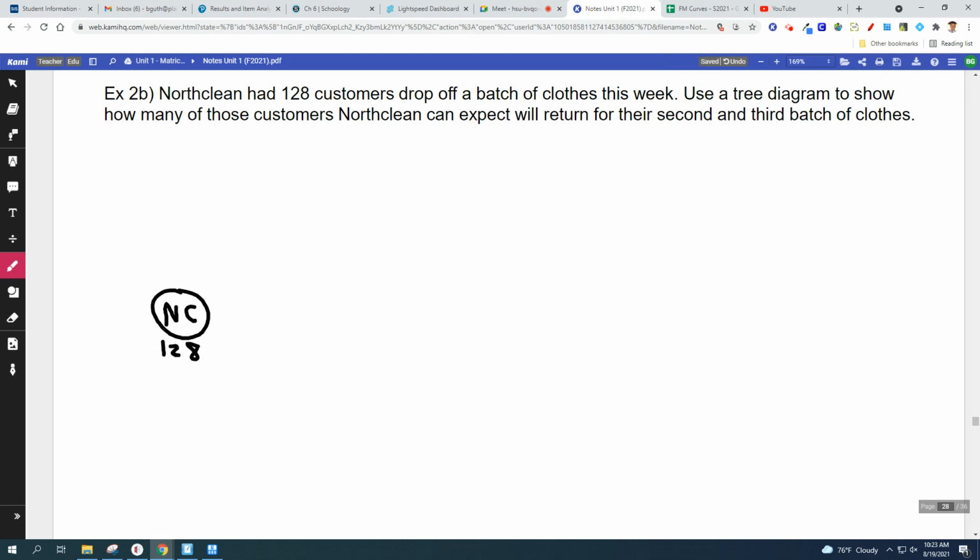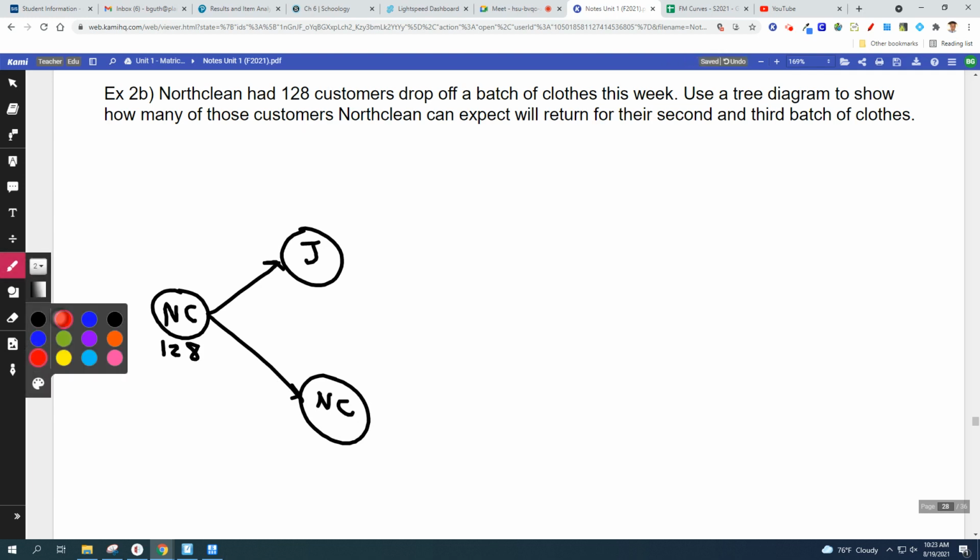So if you think about what can happen for their second batch of clothes, well, either they go back to North Clean or they go to Johnson, one or the other. So in a tree diagram, you've really only got 2 possibilities. Either they will go to Johnson next time or they will go to North Clean next time. And those probabilities, according to the transition matrix, from North Clean to Johnson was 0.35, and from North Clean back to North Clean was 0.65. That's straight from the transition matrix above.